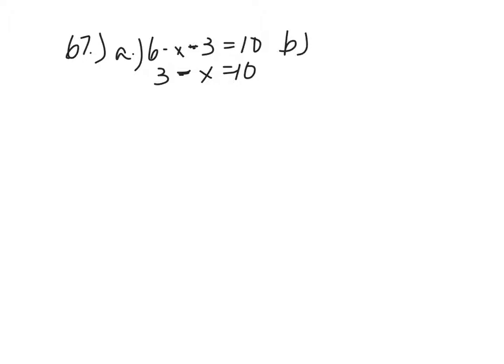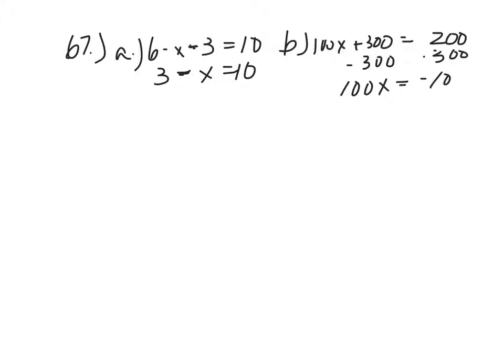B says 100x plus 300 equals 200. Well, first step is to, of course, get rid of 300. And when I do that, I get 100x equals negative 100, which means I divide negative 100 by 100. What does x equal?